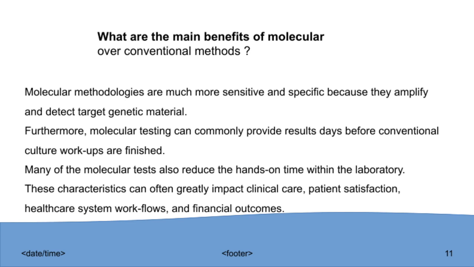When we compare molecular methods to conventional ones, the first thing to highlight is their remarkable sensitivity and specificity. Because they amplify and detect specific genetic material, they can identify even tiny amounts of pathogen DNA or RNA, making them much more accurate. Another significant advantage is speed. Molecular testing can often deliver results days earlier than traditional culture methods, which can take weeks in some cases. This faster turnaround can be crucial for timely clinical decisions.